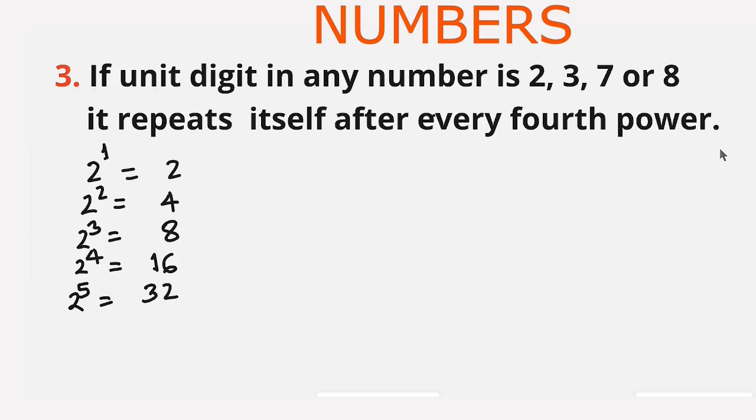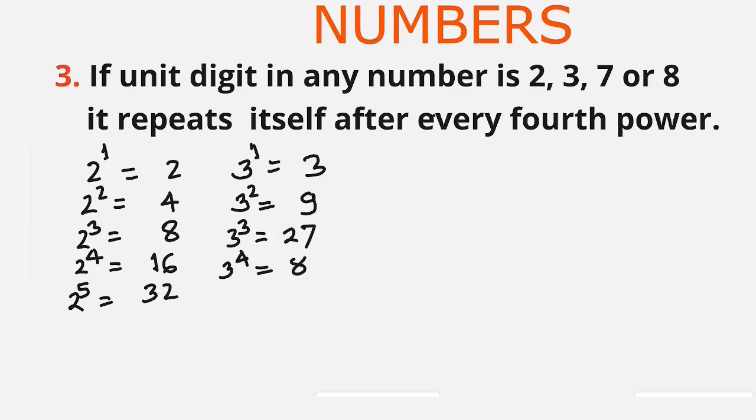Now we can see it for 3 as well. 3 to the power 1 is 3. 3 to the power 2 is 9. 3 to the power 3 is 27. 3 to the power 4 is 81. And 3 to the power 5 is 243. Now it repeats. The ones place or unit digit in 3 to the power 1 is 3, and in 3 to the power 5, 243, again it is 3. So after every fourth power it repeats itself.